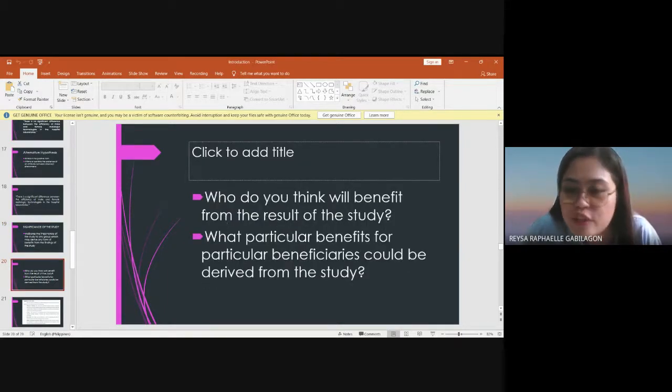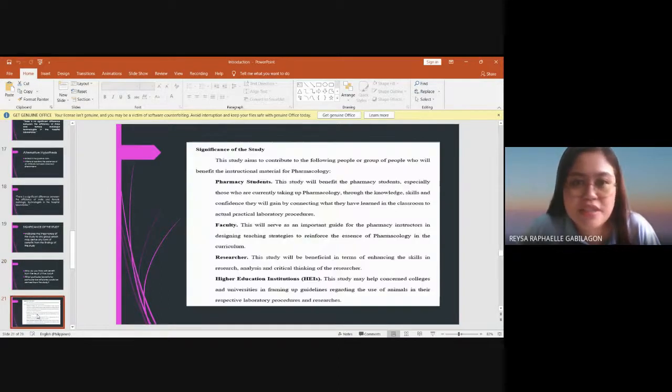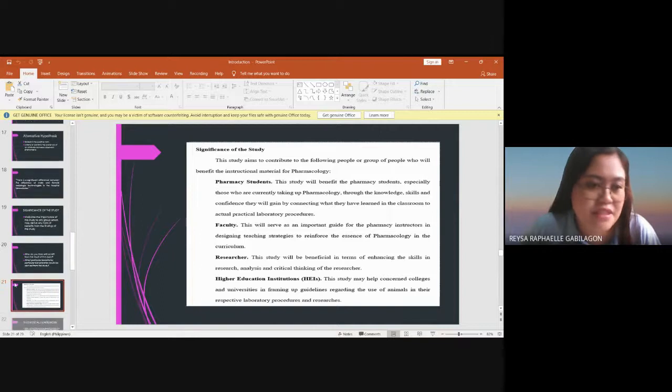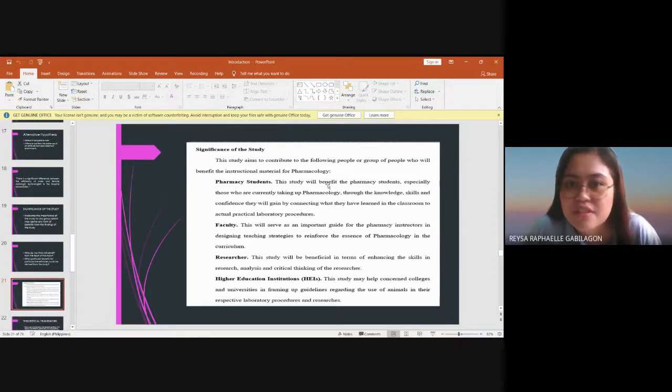So ito yung question na kailangan nating tandaan. Who do you think will benefit from the result of the study? And what particular benefits for particular beneficiaries could be derived from the study? And how do we write that in our research proposal? I have an example here, significance of the study.